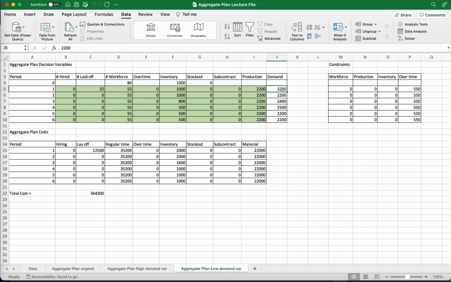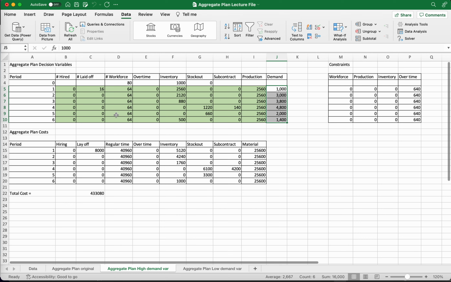So let's make it 2,600. Approximately 2677, so that's okay. With this, if you click on solve, you're laying off 17 workers instead of the 16 workers that you were laying off.